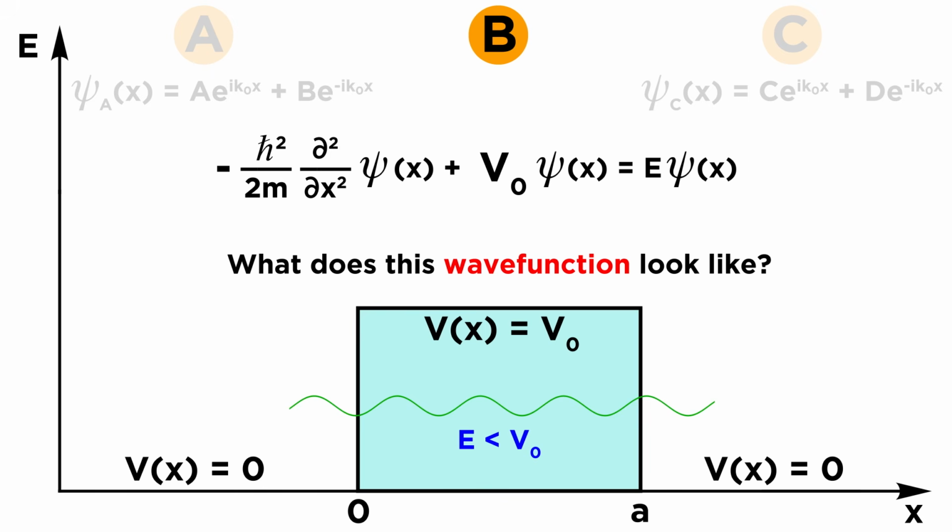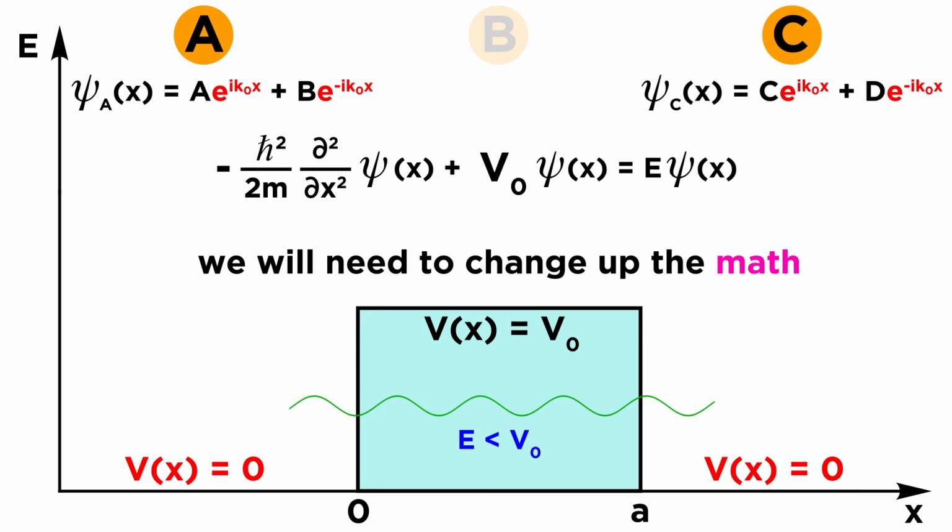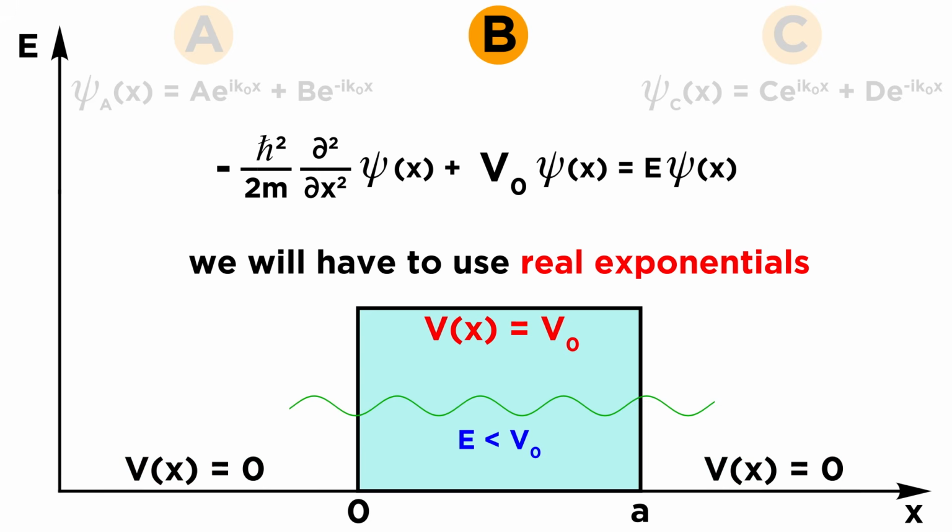It won't be like that of a freely traveling wave, because the situation is different, so we have to do some work to find out what it does look like. Mathematically, this means we can't use the same type of functions that we used where the potential was 0, which turned out to be complex exponentials. Now we must use real exponentials.